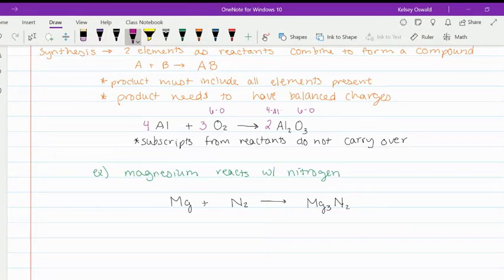Now I just have to balance. I have 2 nitrogens on my reactant side, 2 nitrogens on my product side. So that one's good to go. I have 3 magnesiums on my product side, so I need 3 magnesiums as my reactants again. Because remember, however many particles I start with, that's how many particles I need to end with.